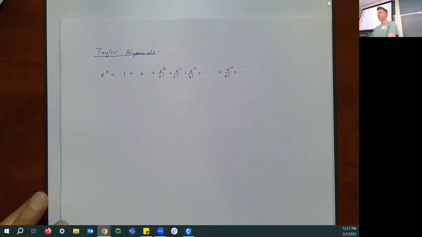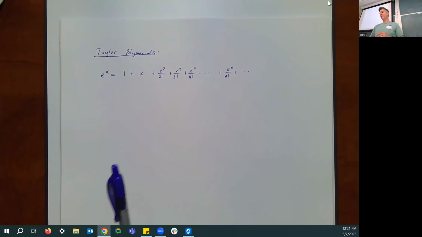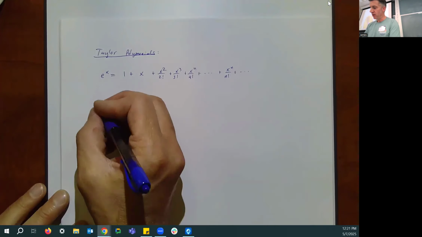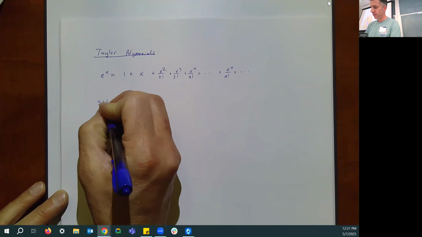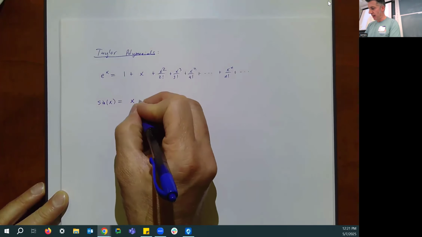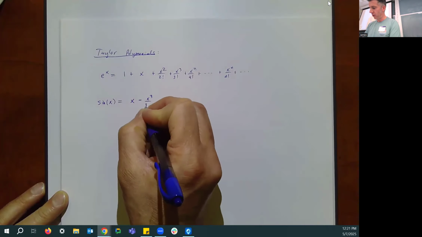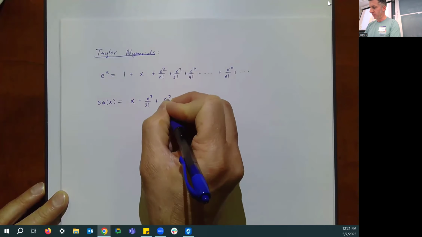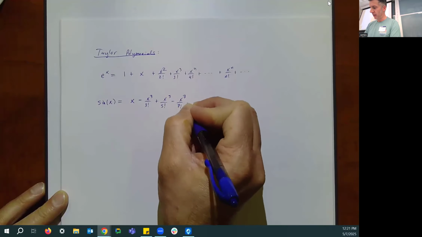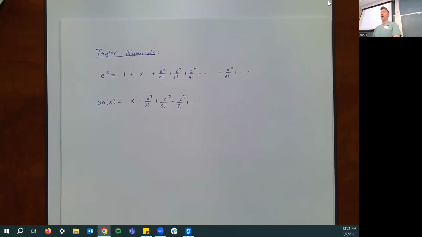And the reason I like to mention this one is because the next two I'm going to write down kind of almost look like this if you put them together. Specifically, sine of x is equal to x to the first minus x to the third over 3 factorial plus x to the fifth over 5 factorial minus x to the seventh over 7 factorial, etc. Every odd power divided by the odd number factorial, and the sign alternates every term.